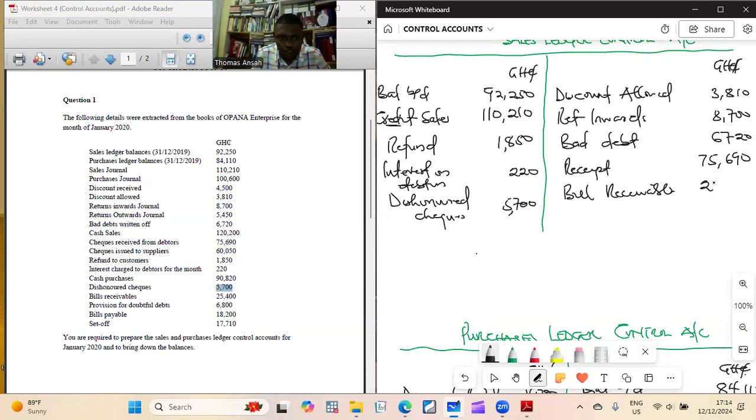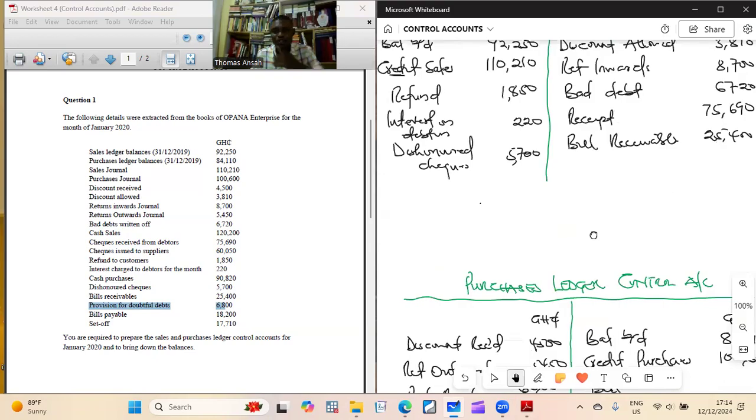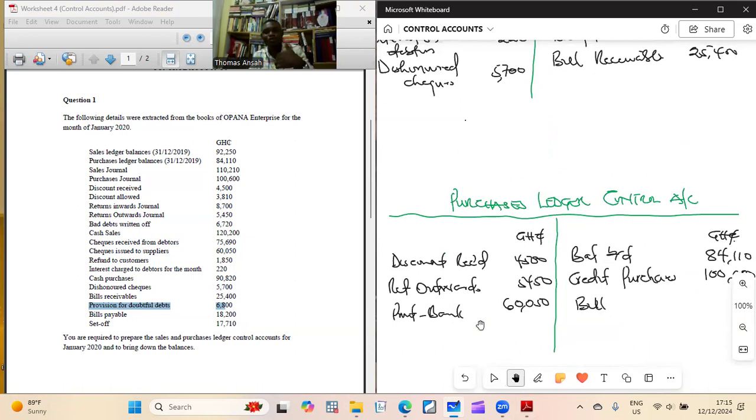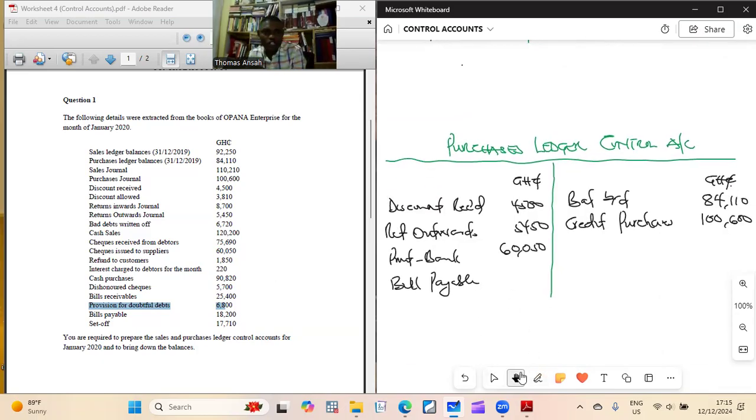So this is 25,400. I told you we don't do anything with provisions, right? Bills payable. You see another mistake. So you see what I just did. If the bills receivable is even here, then it's supposed to reduce my payment. So writing in a rush sometimes can cost you. So bills payable is here. But if it is dishonored, it will go to the other side. All right. So that is that.